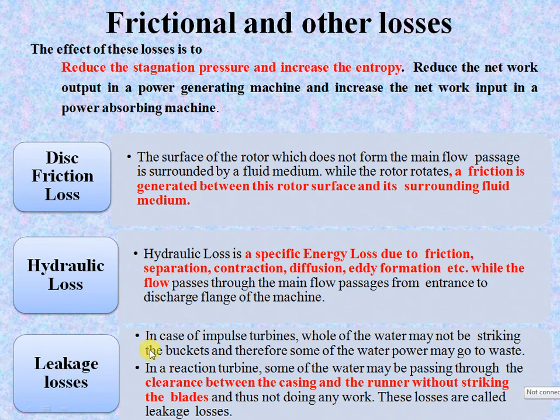Then the leakage loss. In the case of an impulse turbine, the whole of the water may not be striking the buckets and therefore some of the water power may go to waste. In a reaction turbine, some of the water may be passing through the clearance between the casing and runner without striking the blade and thus not doing any work. The water passing through the clearance between the casing and runner is considered as leakage loss.